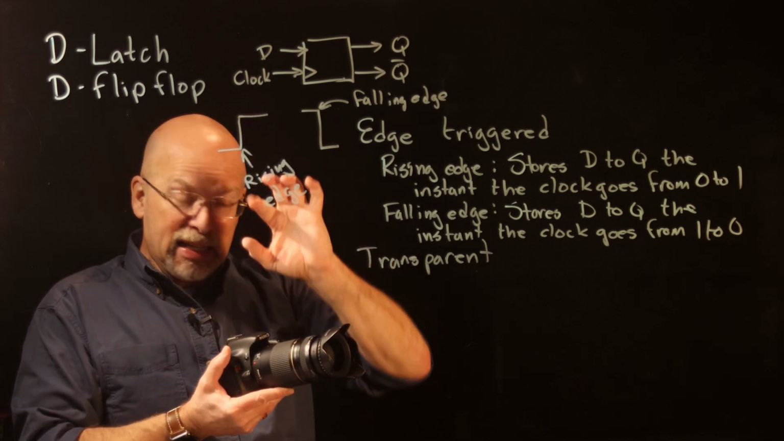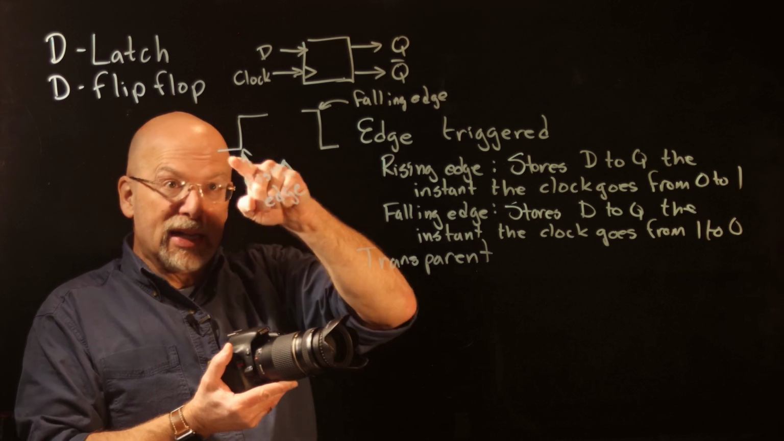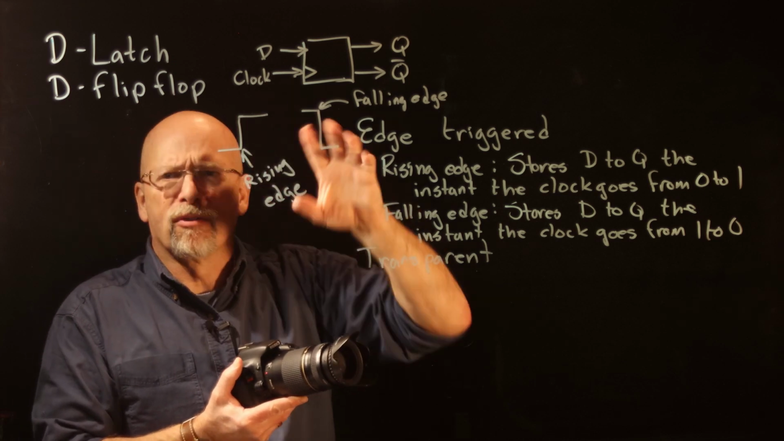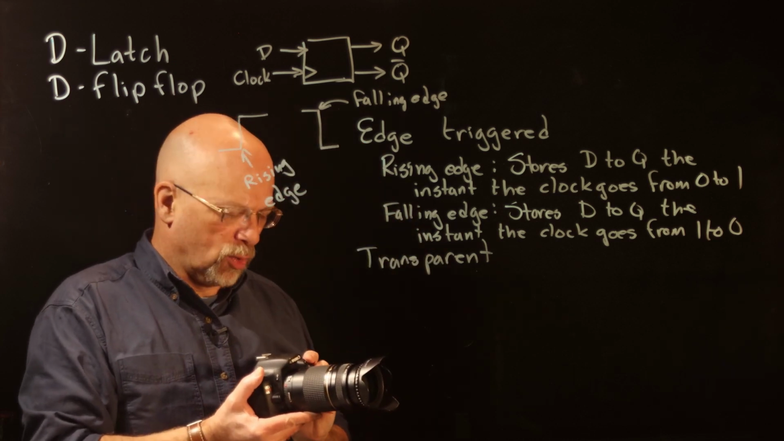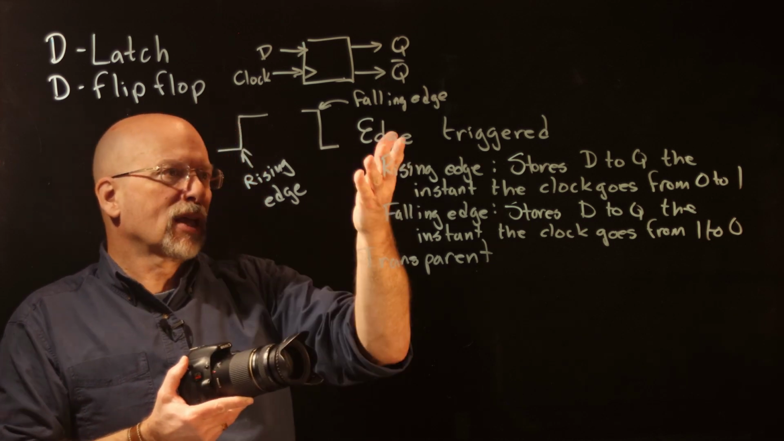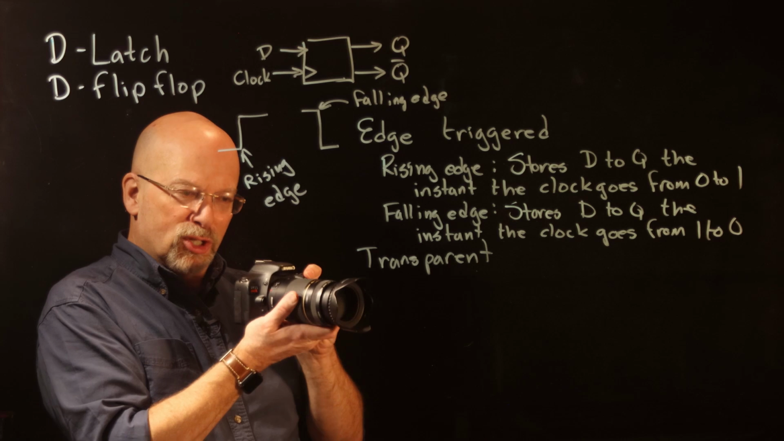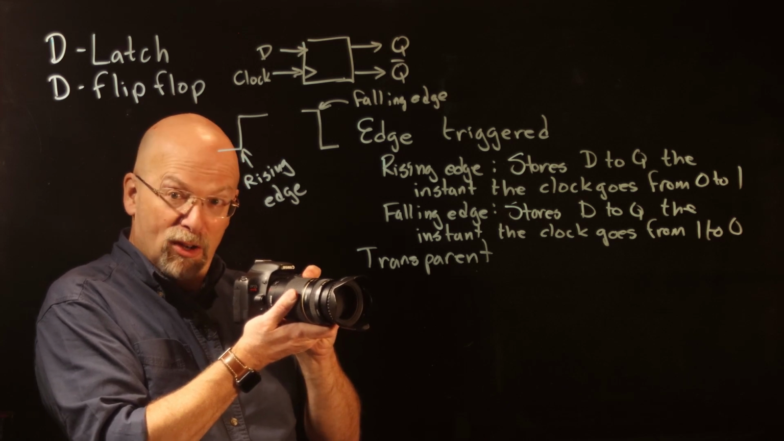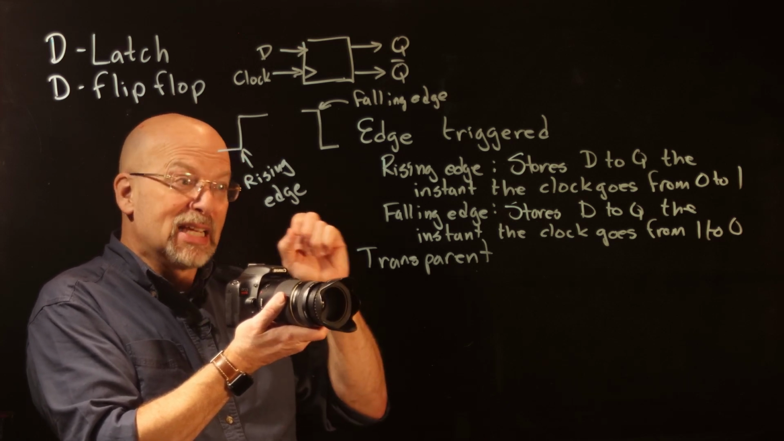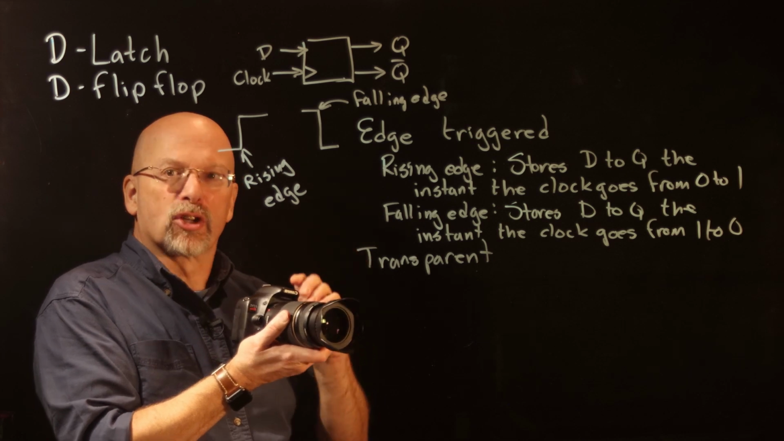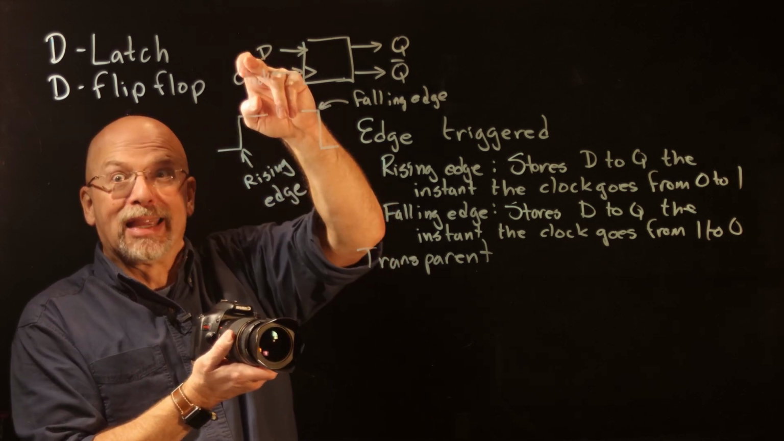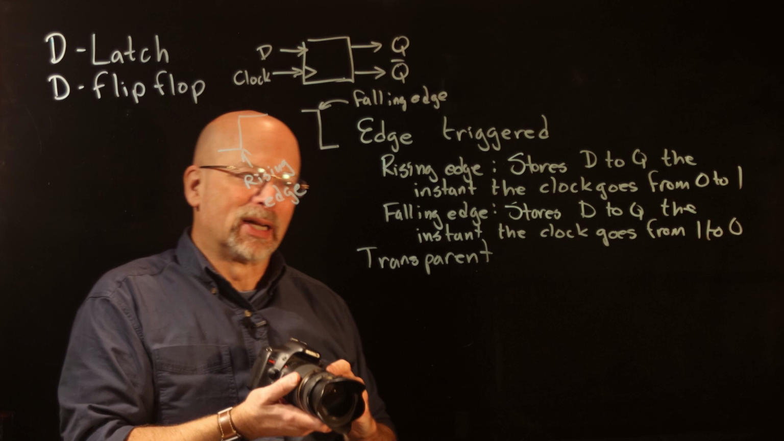Now, the instant that my finger goes down on the button, it's going to create a rising edge or a falling edge, depending on how the electronics work in here. But basically, what we're talking about with edge triggered is it's like a camera where all you have to do is just simply push the button. You don't care how long your finger is on the button because it's the moment of change that's going to cause that capture, taking the picture of D and storing it to Q.